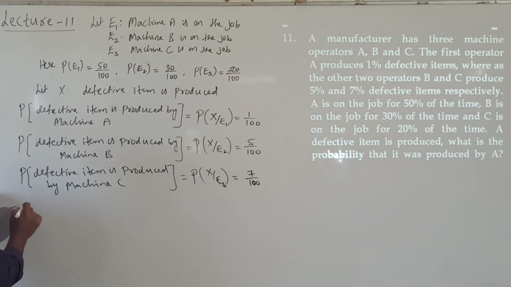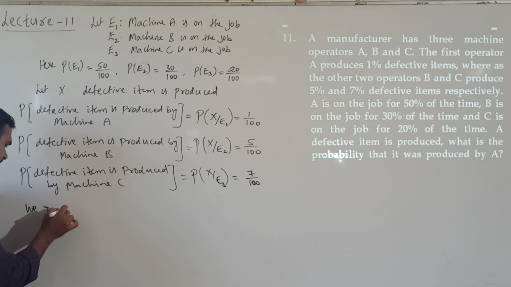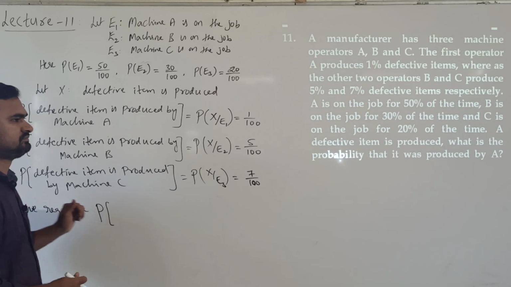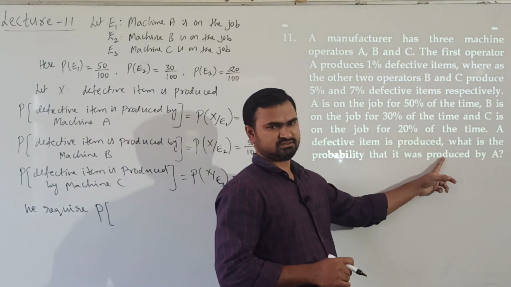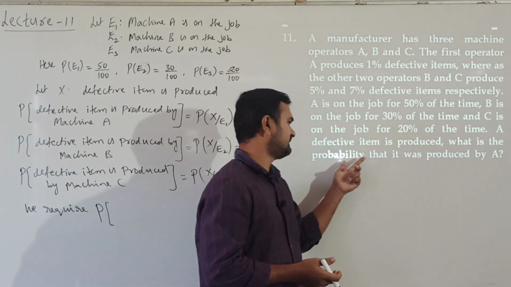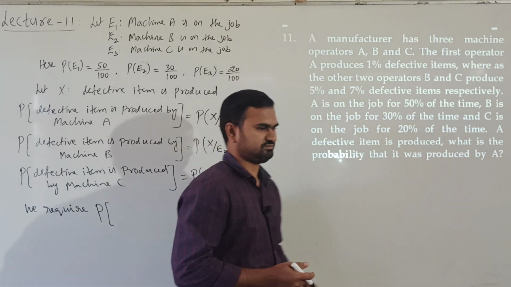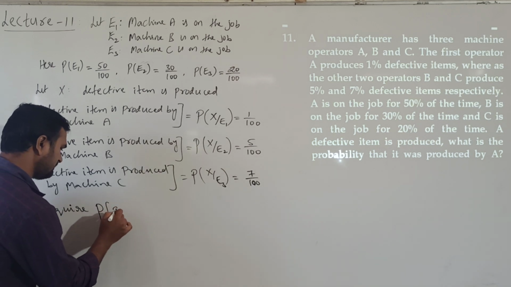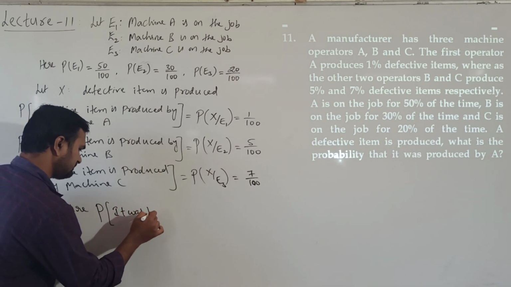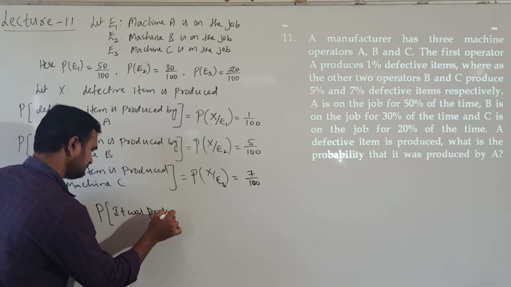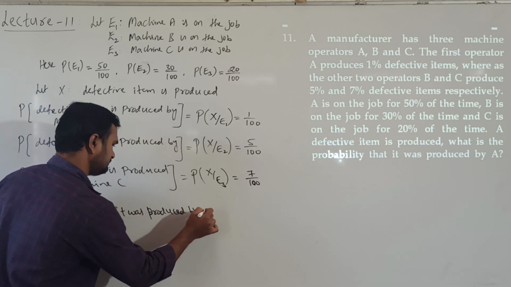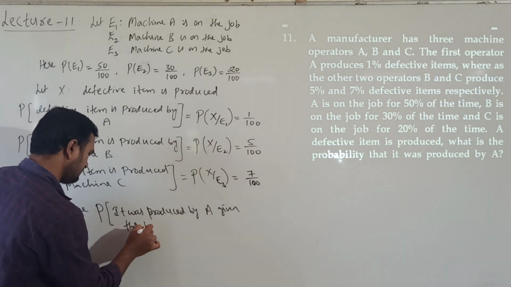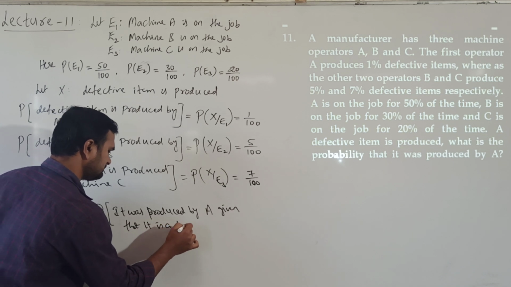Now what do we require? We require the probability that a defective item is produced. It has already happened. What is the probability that it was produced by A? So we need the probability that it was produced by A, given that it is a defective item.